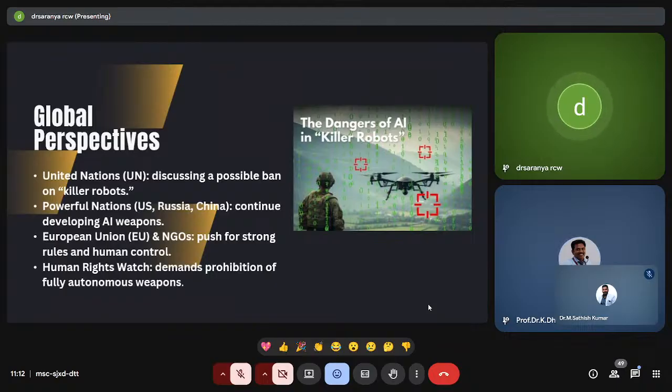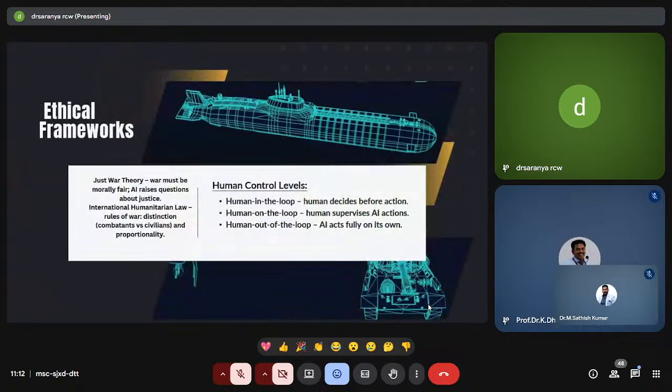Many countries and the United Nations are discussing banning these machines, but some countries are still developing them, sir. It has three levels, sir.